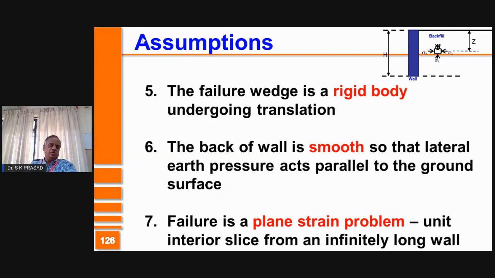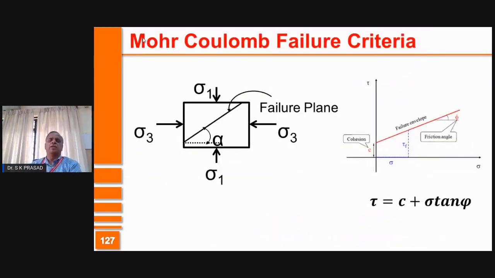Unit interior slice. Okay, it's a plane strain problem. Well, friends, you should always know that a soil which is confined inside will be subjected to vertical pressure mainly due to the overburden and horizontal pressure laterally under normal circumstances. When the vertical stress is much higher due to gravity, the horizontal normal stress will be reduced. So it will be sigma 3.